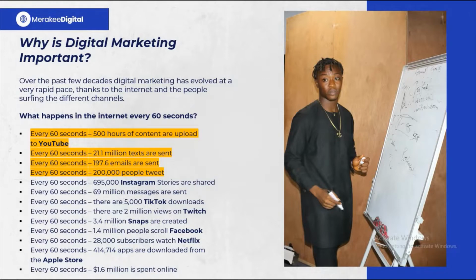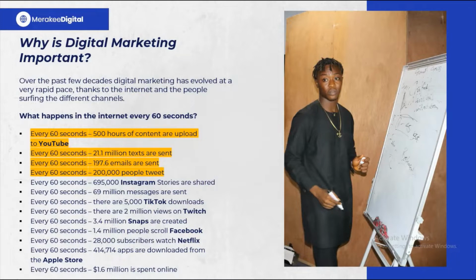these are the things that happen on the internet. Every 60 seconds, 500 hours of content are uploaded to YouTube. Every 60 seconds, 21.1 million texts are sent. Every 60 seconds, 197.6 million emails are sent. In fact, the minute you're reading this sentence, 20,000 emails have been sent.